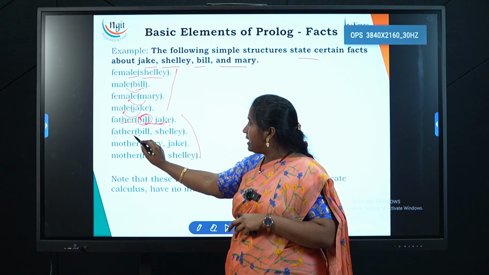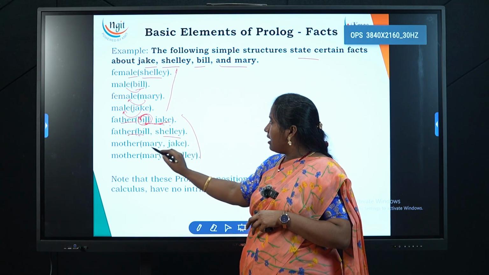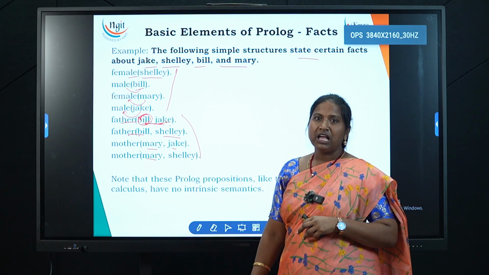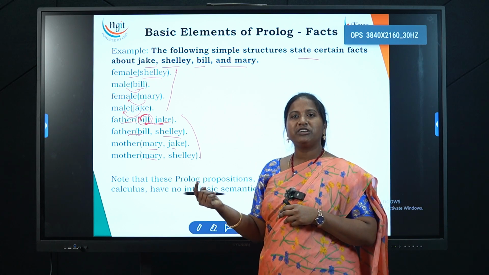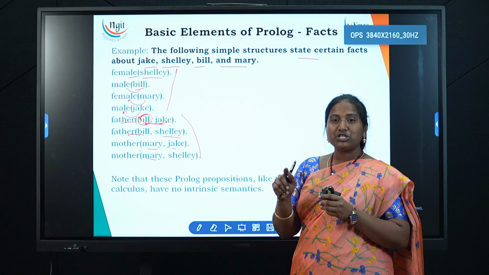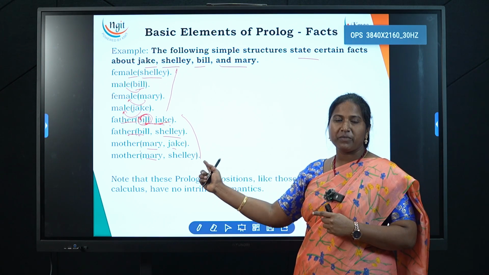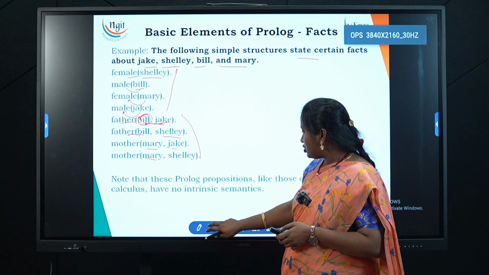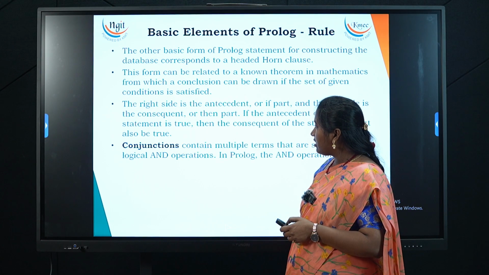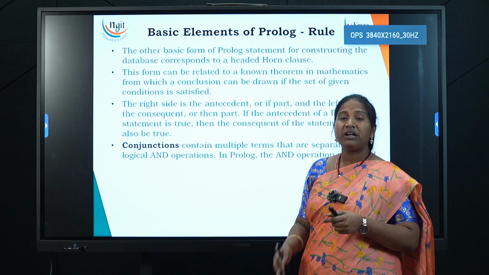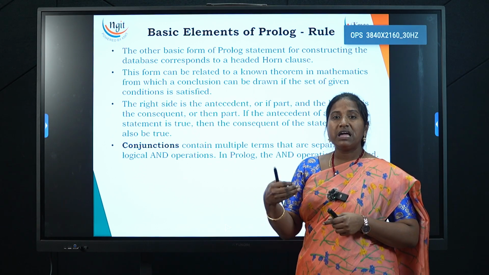So the same way, Bill is the father of Shelley, and Mary is the mother of Jake. Mary is the mother of Shelley. So from these fact statements, Bill and Mary are the parents. So this is a new proposition that I can make from the existing propositions. So this is what we call Prolog rule statements, fact statements, goal statements, and how they come from the existing example.